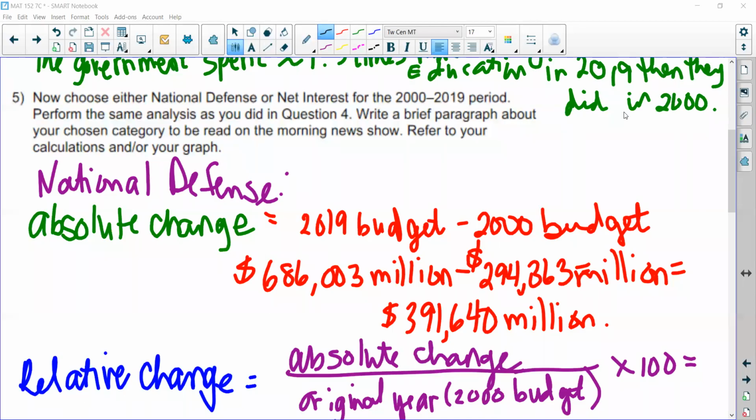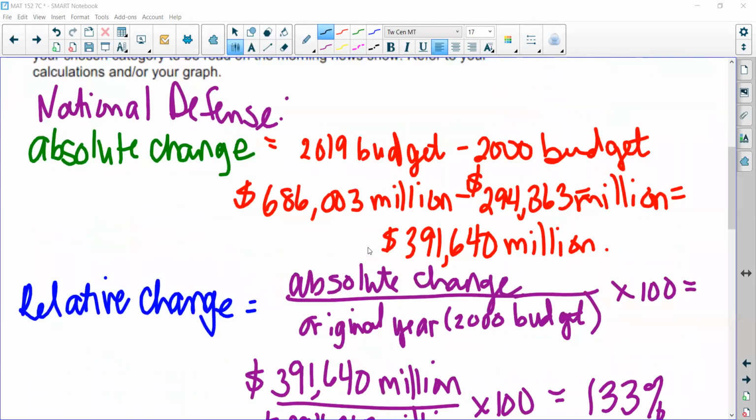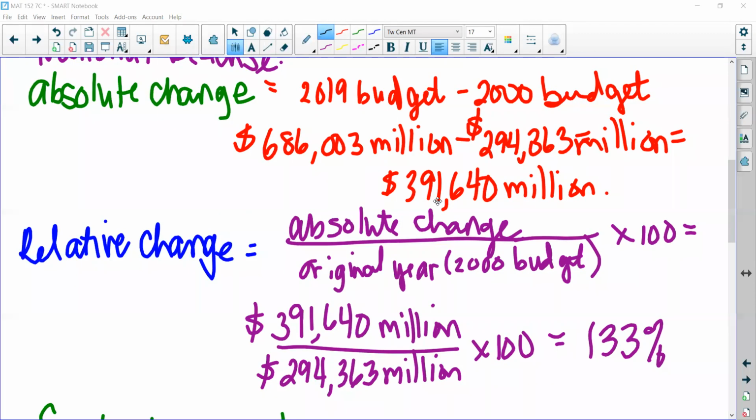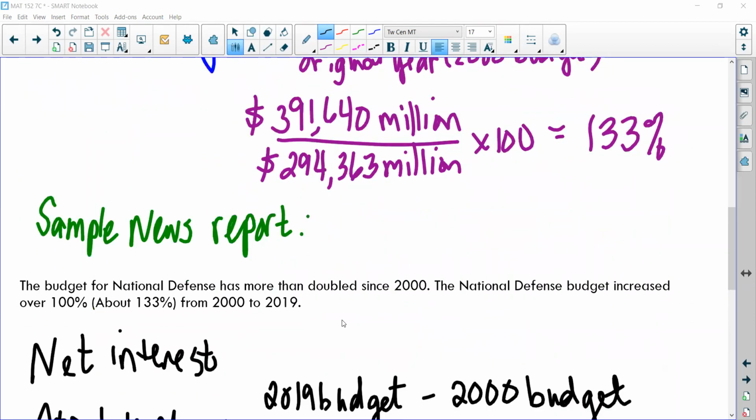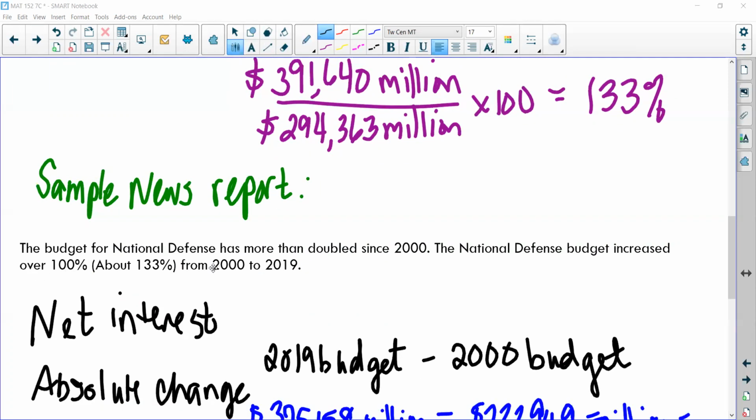So if you found that the national defense had an absolute change, you would subtract the 2000 budget from the 2019 budget, and you would get 686,003 million minus 294,363 million. So the absolute change between the two years would be $391,600 million. The relative change would be the absolute change over the original year you were discussing, which was the 2000 budget, times 100. So your relative change for this would be 133%. So a sample news report would say something to the extent of the budget for national defense has more than doubled since 2000. The national defense budget increased over 100%, but then make sure you include about 133% from 2000 to 2019.